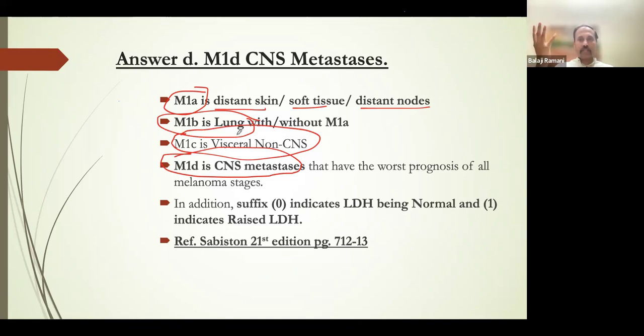Okay, so M1A is skin, or let's come down from the top. The brain is the most dangerous one, M1D. Then any other visceral metastasis.